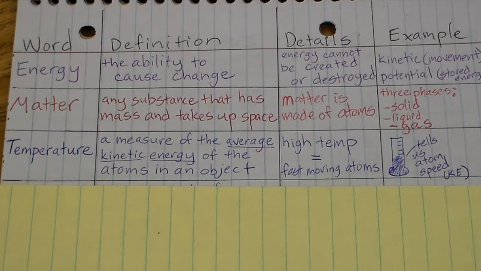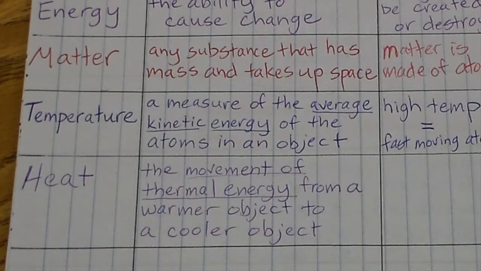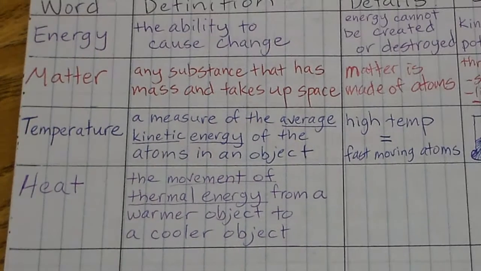Now, closely related to that, and this is where people sometimes get confused, is this other scientific word called heat. And heat is the movement. Heat is a movement. It's something that's moving. So heat is the movement of thermal energy from a warmer object to a cooler object. In science, heat is the movement of thermal energy from a warmer object to a cooler object.